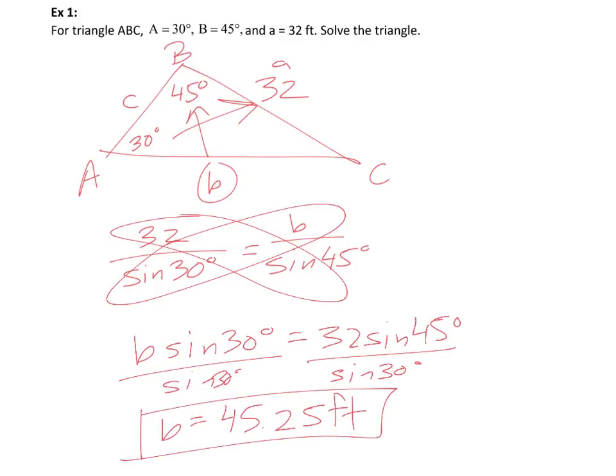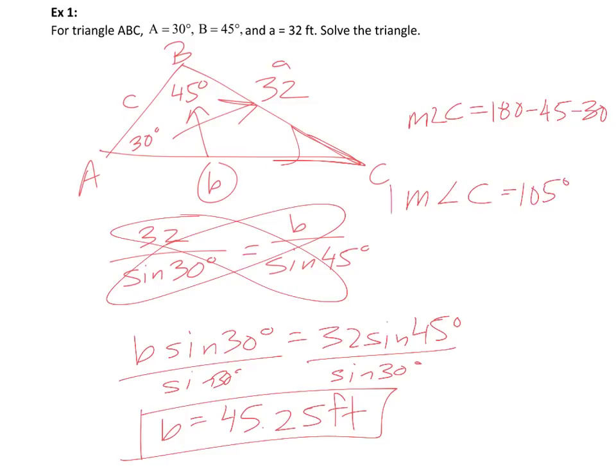The problem is asking us to solve the triangle, meaning find all the missing parts. So how do you find angle C? We'll just subtract the other two angles from 180, and you have the third angle, which is 105 degrees.